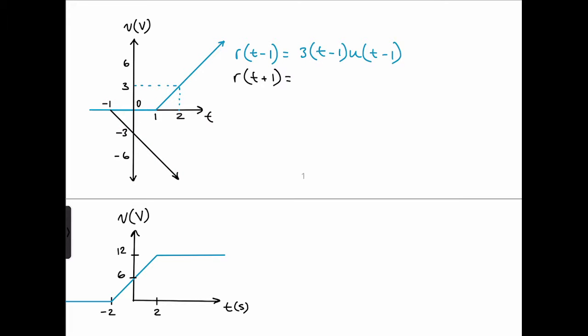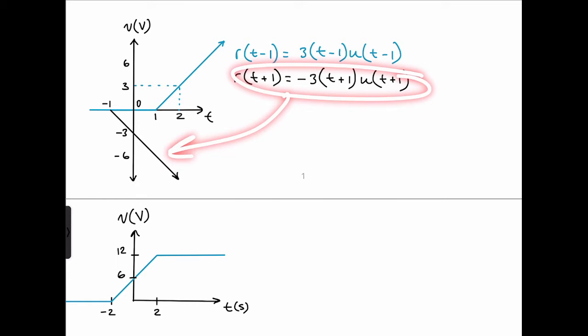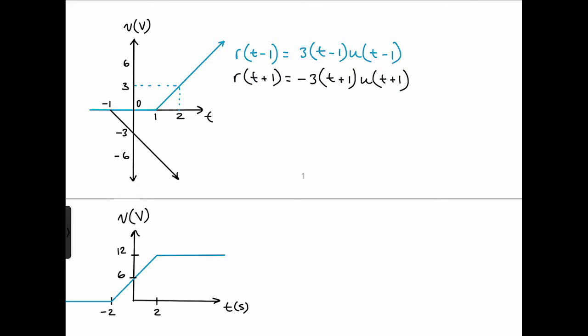So same magnitude for the slope, different sign. So that's t plus 1, u of t plus 1. So there we go. For our negative slope, we have the expression for the advanced time-shifted ramp function. Here we have the delayed time-shifted ramp function with a slope of 3 volts per second.